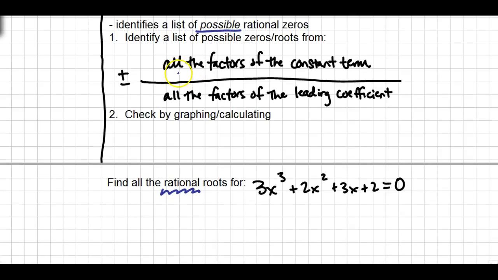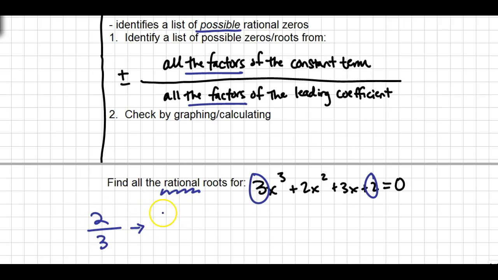So let's review again what pieces you need. You need the constant term and you need the leading coefficient. The constant term is the number that's at the end without any variables, and the leading coefficient is the number that's at the front. Now remember, we need the factors of both of those. So we're going to do the factors of 2 on the top and the factors of 3 on the bottom.